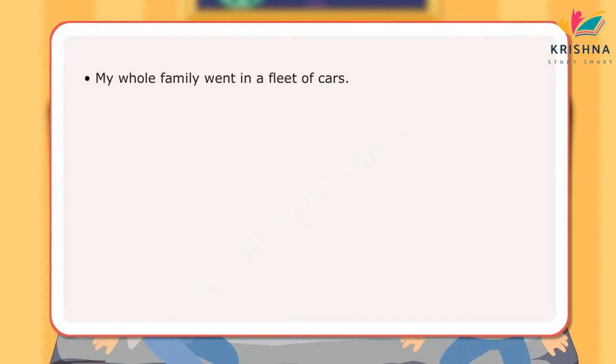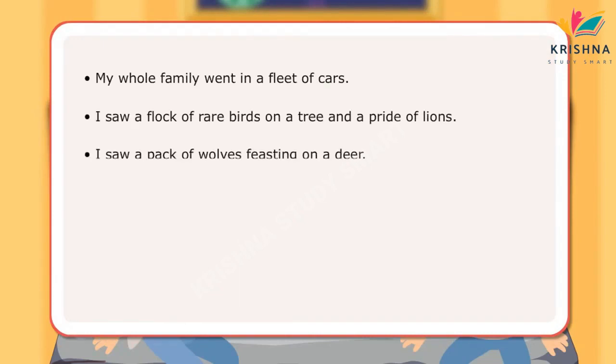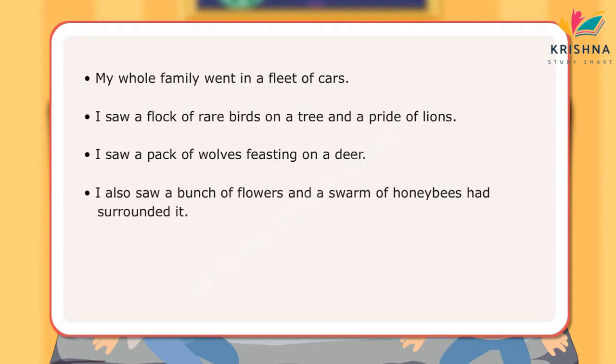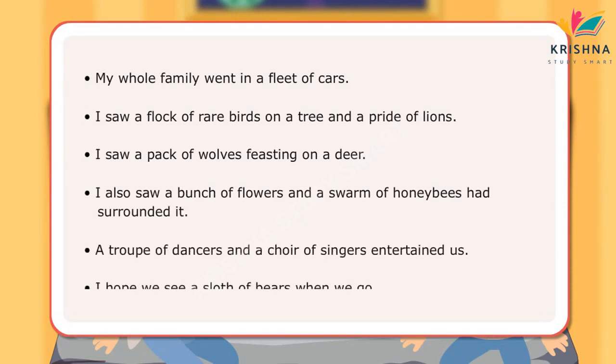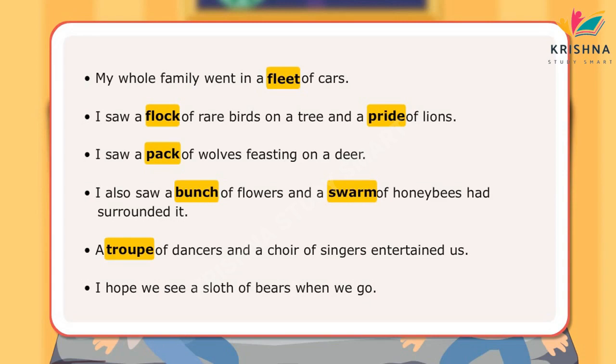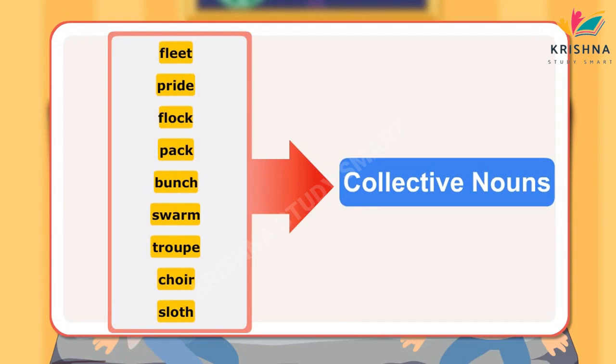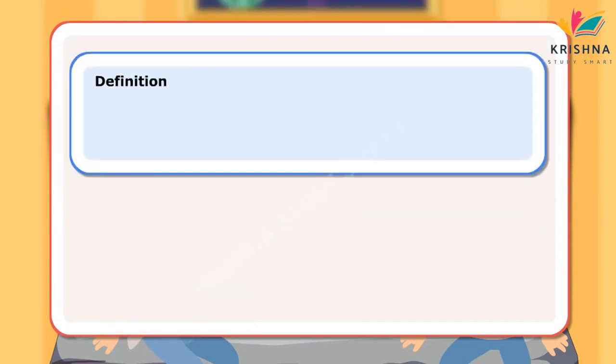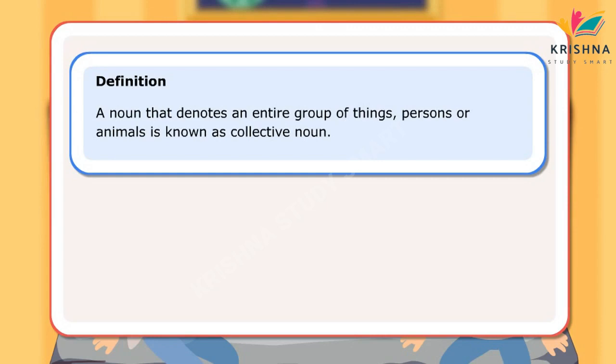The girl and the boy have used collective nouns to speak about a group of things and animals using one word to categorize these groups. The words fleet, flock, pride, pack, bunch, swarm, troupe, choir, sloth are examples of collective nouns. Definition: a noun that denotes an entire group of things, persons or animals is known as a collective noun.